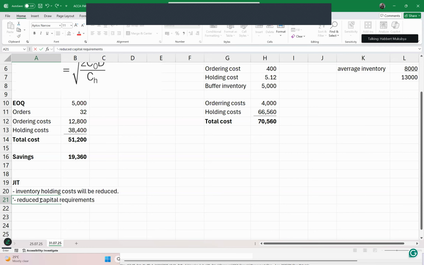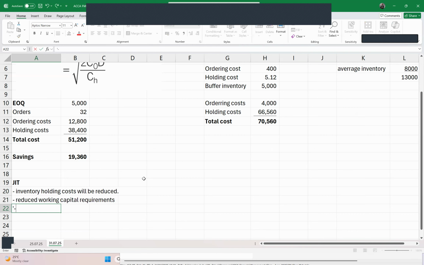Then another thing is that you will have reduced working capital requirements. Now, working capital basically means how much money is stuck in inventory and receivables. So if you have less receivables, then you have less working capital requirement, and also inventory. But in this case, we are looking at inventory. If you have less inventory, then you have less working capital requirements. But if you have so much inventory, you have a lot of money tied up in that warehouse. So that is the thing.